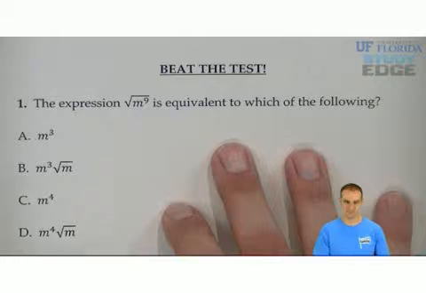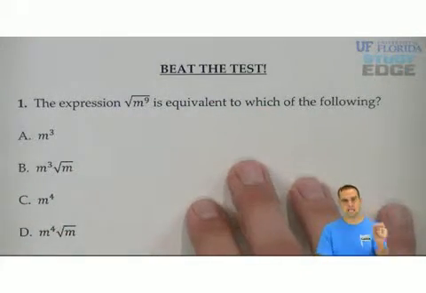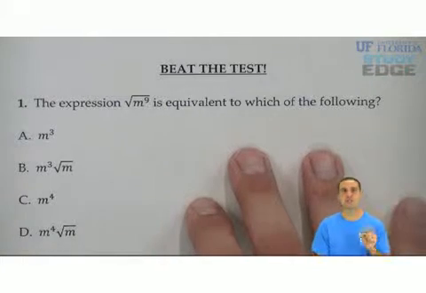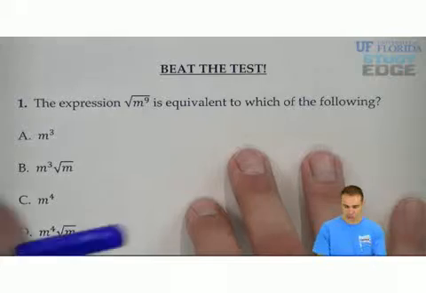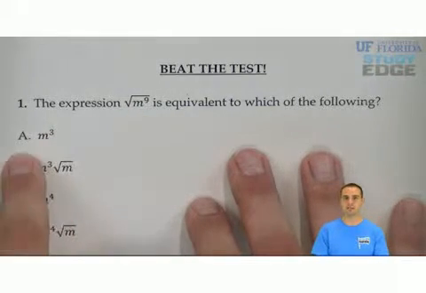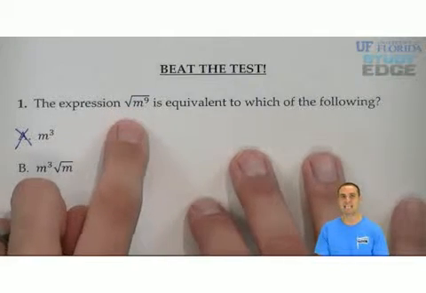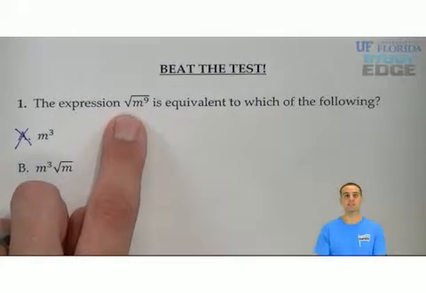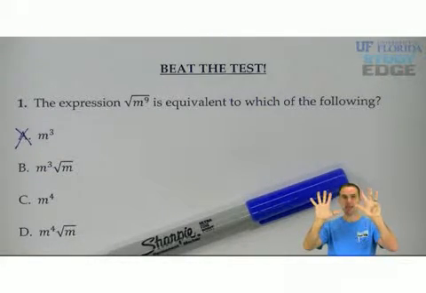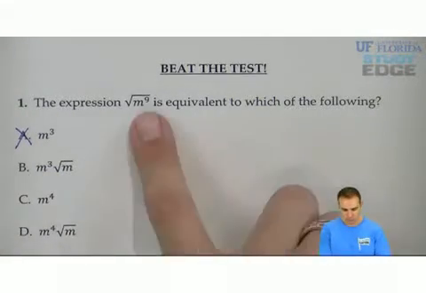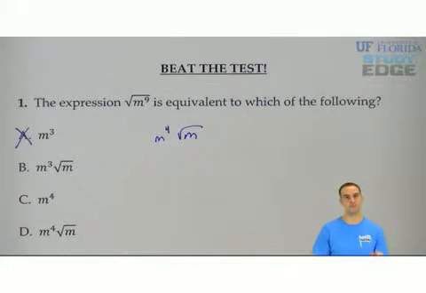let's beat that test. The expression m to the 9th is equivalent to which of the following? Be careful. Make sure you know the difference between dealing with coefficients and dealing with exponents. Don't look at this and go, the square root of 9 is 3. That's there to mess with you. No. This is 9 m's. M, M, M, M, M, M, M, M, M. How many pairs is that? 2 goes into 9 4 times with 1 left over.